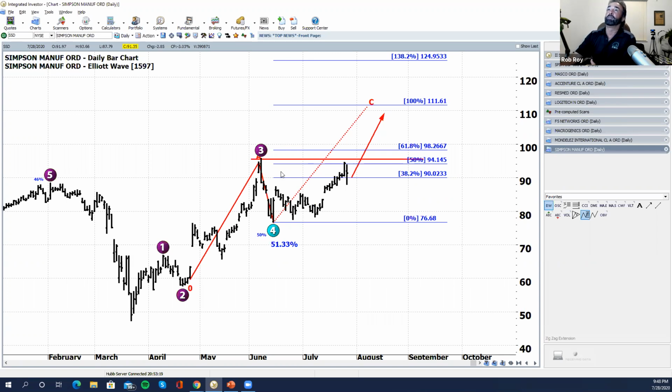Now the zigzag pattern has it going all the way to 110, but it would be difficult to believe, especially with a good looking DMI, that we get this close and don't make it to 100. So, let's keep an eye on that. We'll look at that one next week too. Come back and see if that doji has anything.